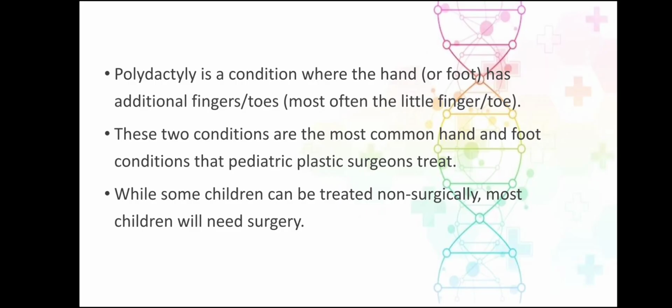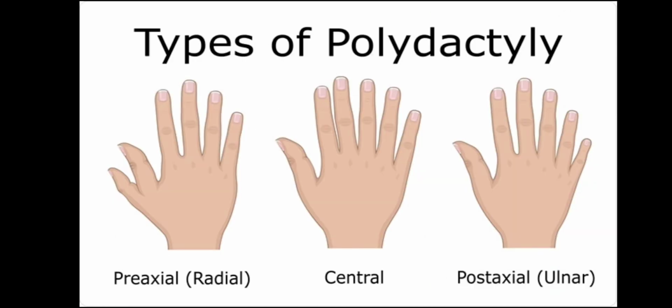Next is polydactyly. Polydactyly is a condition when the hand or foot has additional fingers or toes, most often the little finger and toe. These two conditions are the most common hand and foot conditions that pediatric plastic surgeons treat. While some children can be treated non-surgically, most children will need surgery.